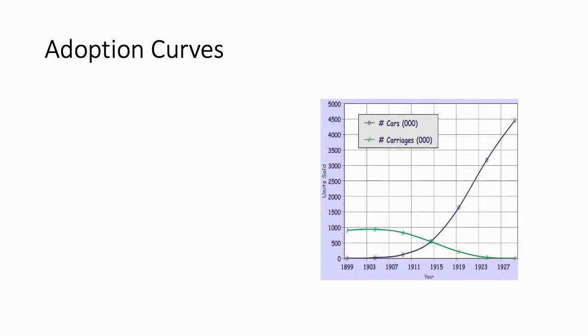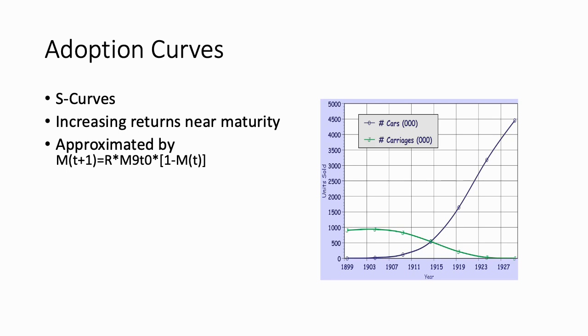Now, you've seen this curve before. This is the chart that talks about the displacement of the horse-drawn carriage with the automobile. I already talked about an S-curve. You'll notice that look at the adoption curve of the automobile. It looks like an S-curve, very much similar to what we just saw in the last chart. You get increasing returns near maturity and then decreasing returns up at where it asymptotes. Now, it's approximated by this equation, which we won't get into.